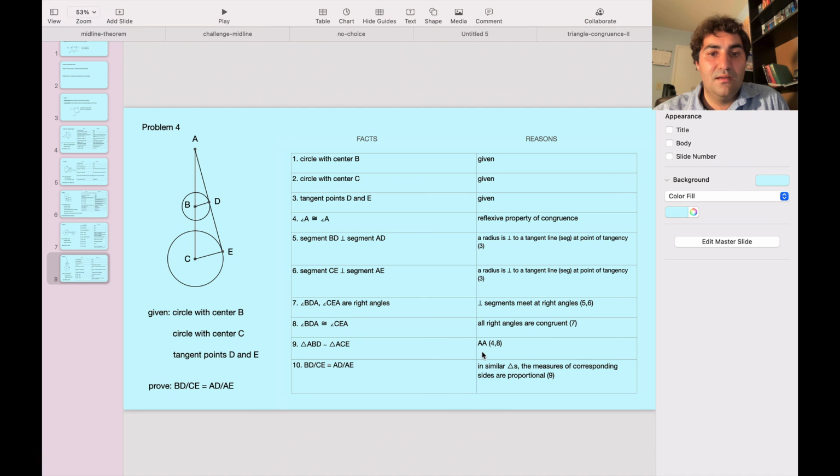I can use the angle-angle theorem with statement 4 and statement 8 to get triangle ABD is similar to triangle ACE. So therefore, in similar triangles, the measures of corresponding sides are proportional. So I can just read it off. Length of BD divided by length of CE equals length of AD divided by length of AE.